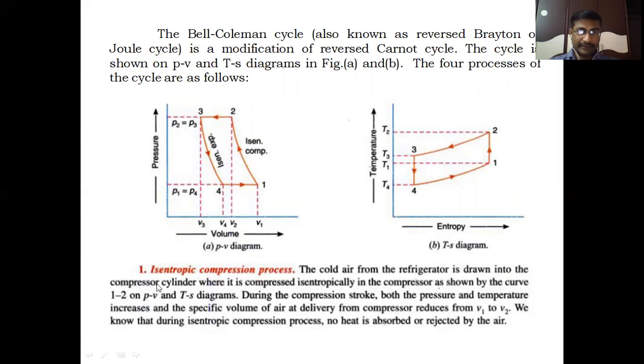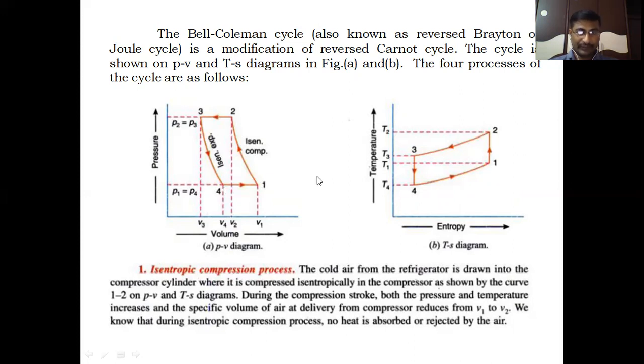Okay, students, isentropic compression process 1 to 2. The cold air from the refrigerator is drawn into the compressor cylinder where it is compressed isentropically. 1 to 2 is the compression process in the compressor shown by the curve 1, 2.